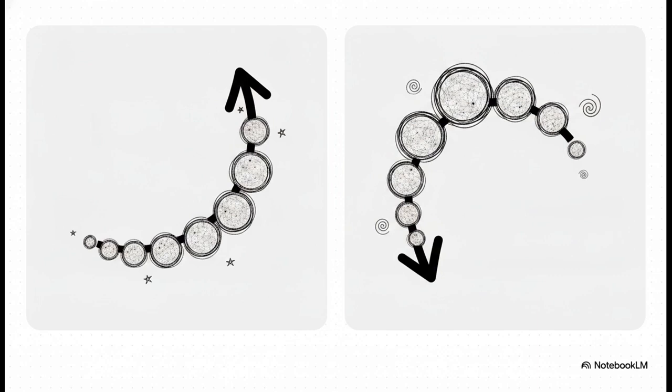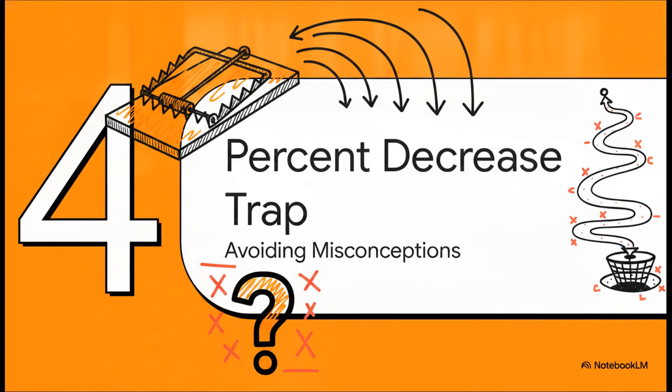But if b is a decimal fraction between 0 and 1, it is experiencing exponential decay. It's constantly taking a fraction of the previous amount, so that curve drops downward over time. Section 4, the percent decrease trap, avoiding a common misconception.